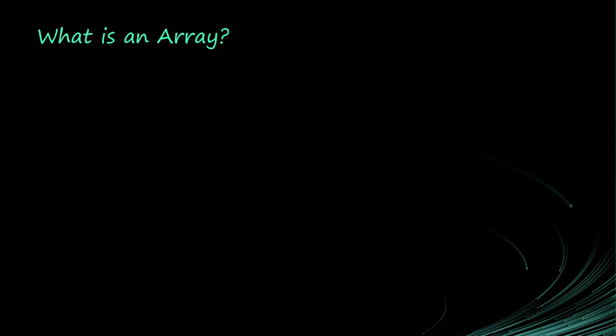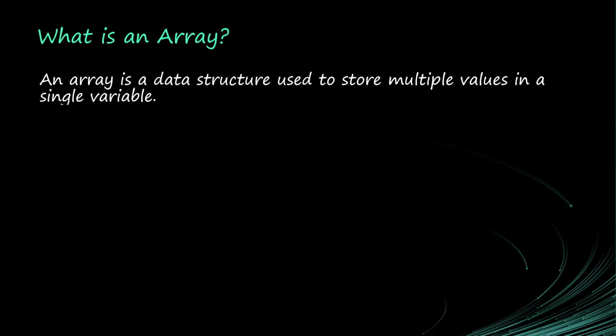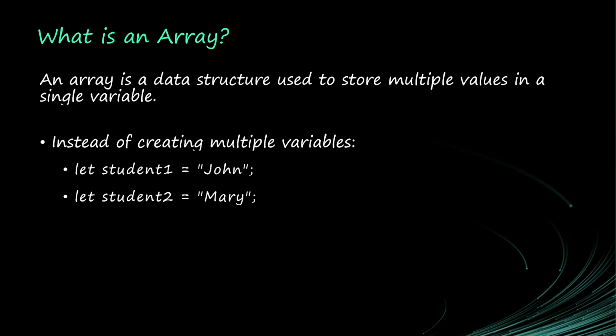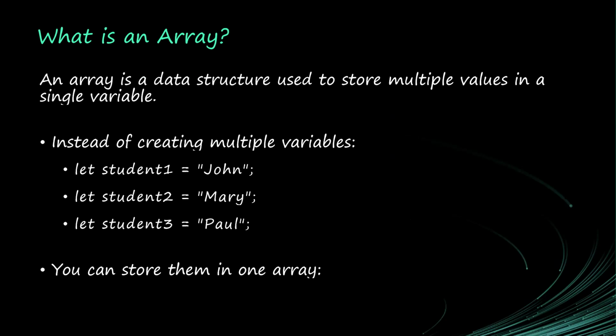So what is an array? An array is a data structure used to store multiple values in a single variable. So whenever you have multiple values that you want to store in a single variable, you use an array. Instead of creating multiple variables like student1 John, student2 Mary, you can just store them in one array.